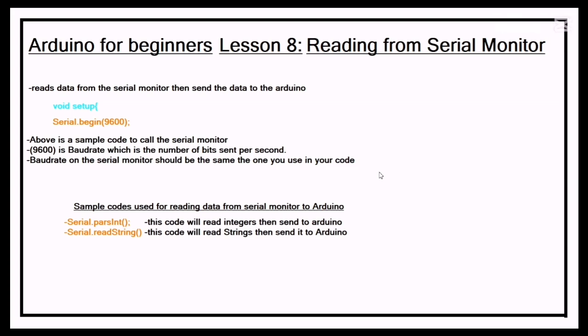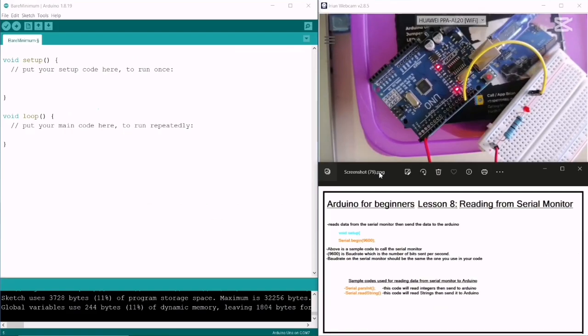Simple codes. If you are doing a Serial.parseInt, this one reads integers. Then the other one, Serial.readString, will read a string, then send it to the Arduino. Okay, now let's get into a more practical example.